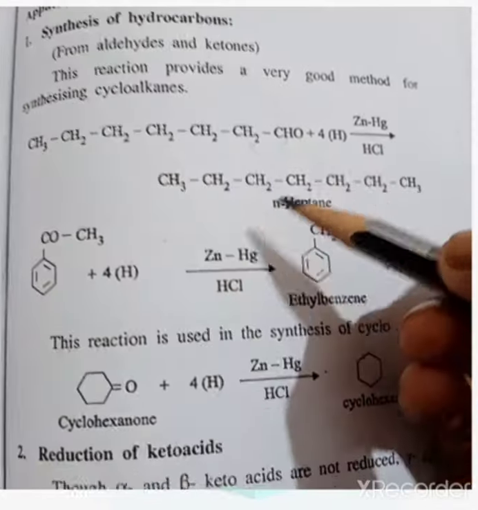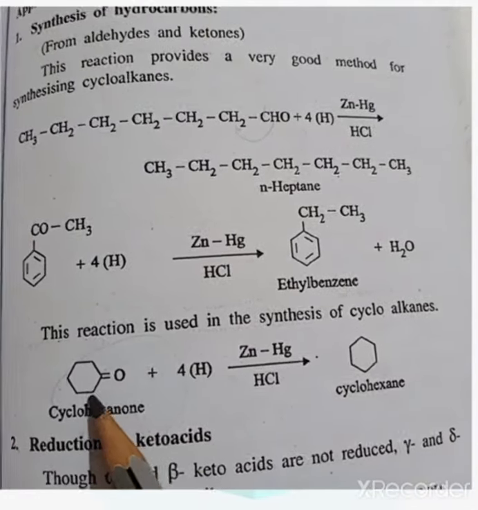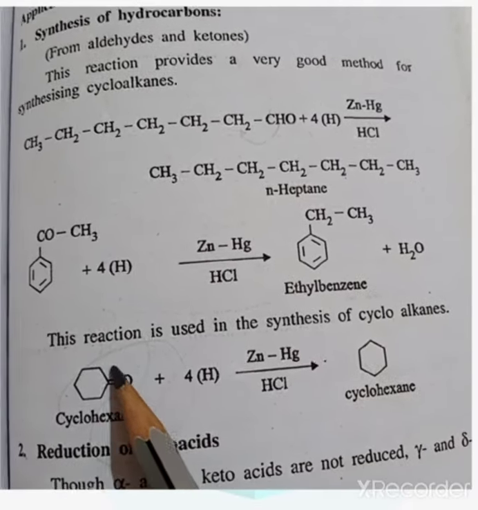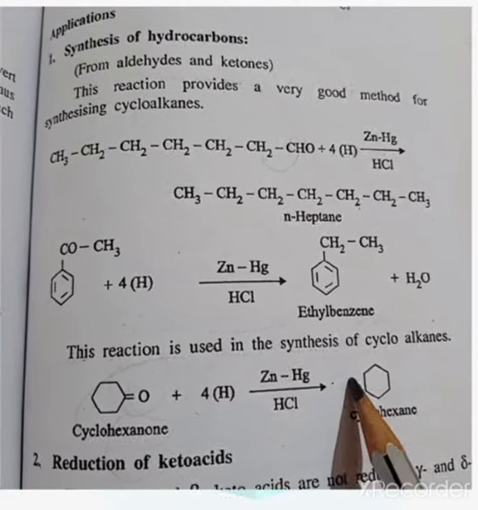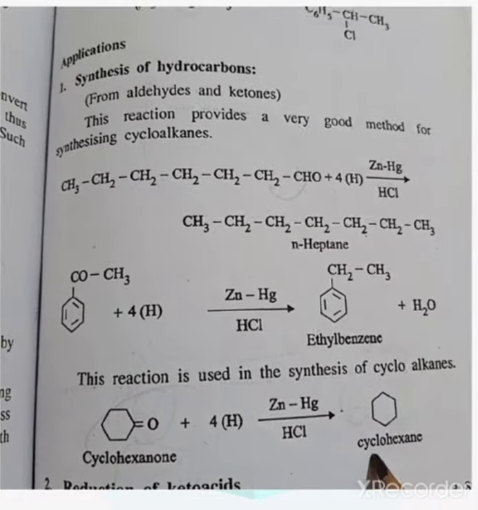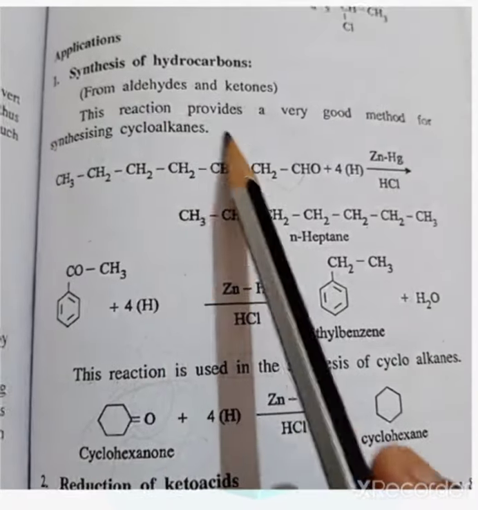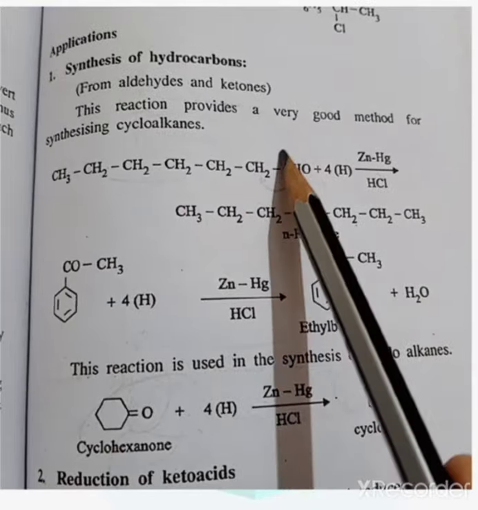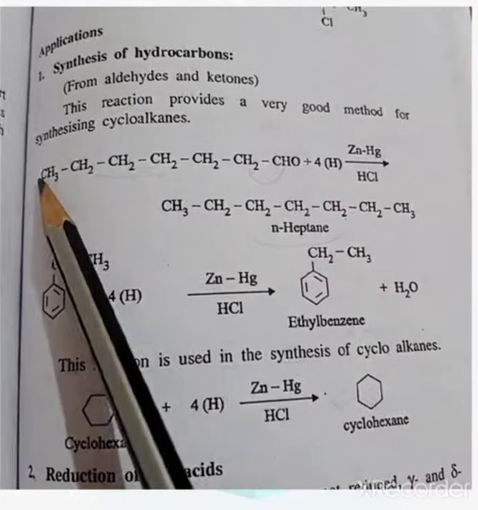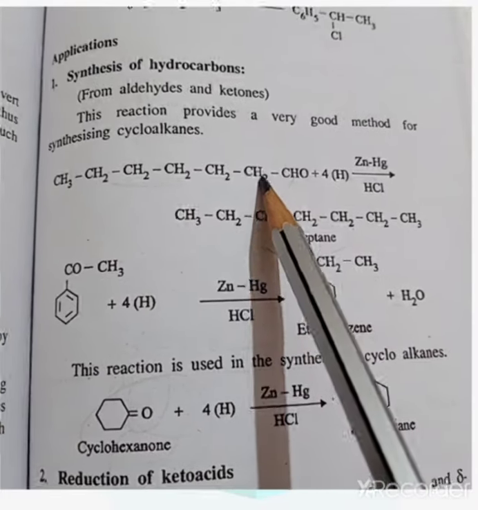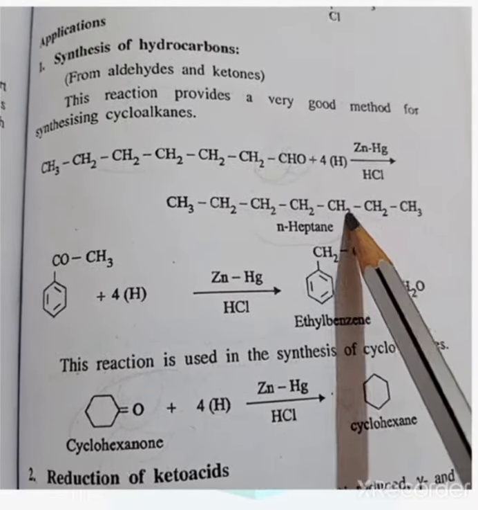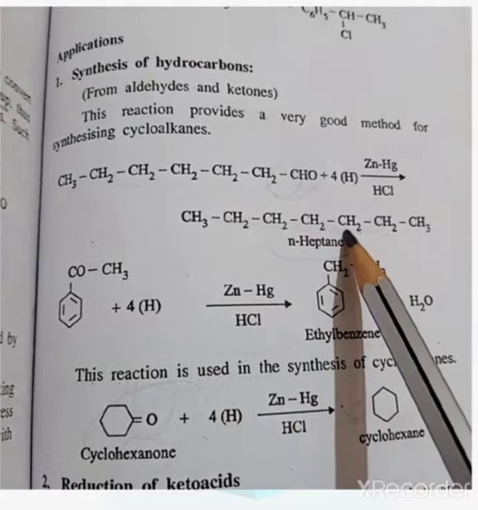There are several applications. First, the reaction of cyclohexanone: the C=O group is reduced and it becomes cyclohexane. It is a good method for the synthesis of cycloalkanes. If the aldehyde group in a seven-carbon compound is reduced into a CH2 group, it becomes n-heptane, carbons 1 through 7.